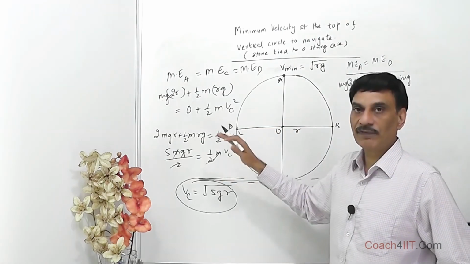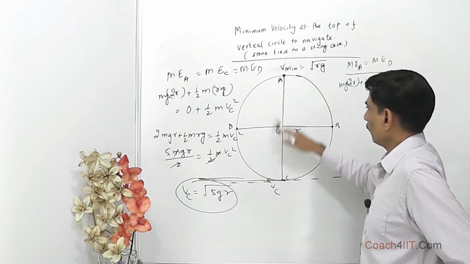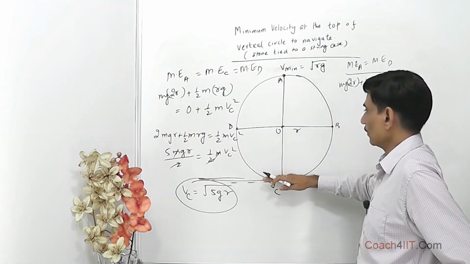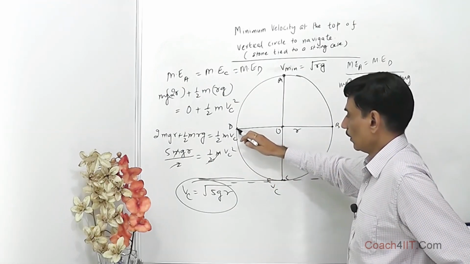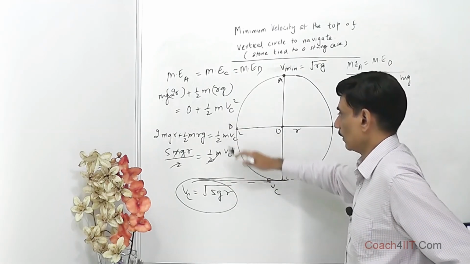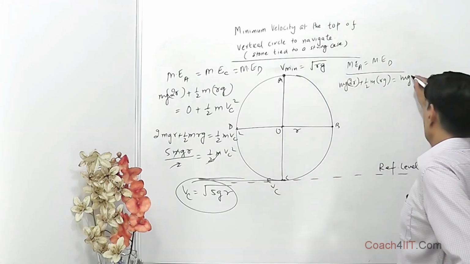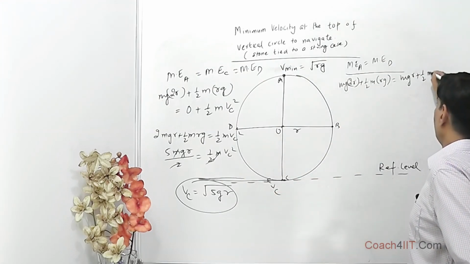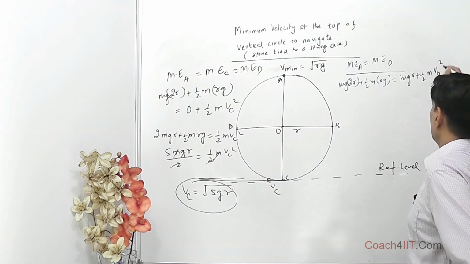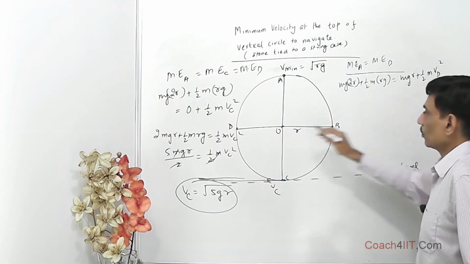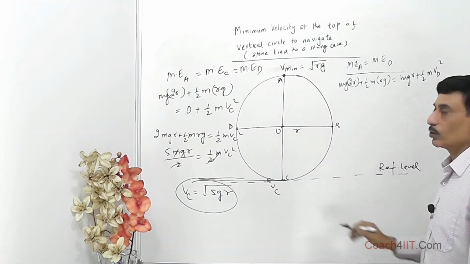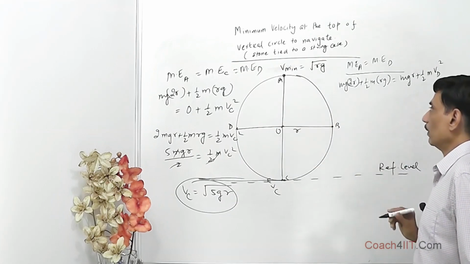Midway we cannot change the reference level. Reference level is this. So if we have taken for this potential from this reference level, then if we have to find the potential energy of this point, we cannot change the reference level. From here to here it is r, so from here to here is also r. mgr plus half m v d square. Obviously this is the minimum velocity at the point D, which is required so that the stone is able to navigate the circle.